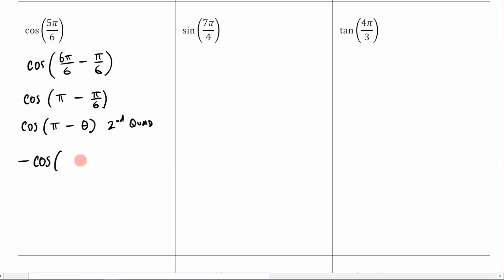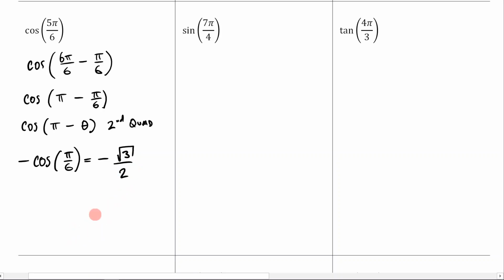So instead of theta, let's just write pi on 6 in there. And now we know that our answer is going to be negative because we've got this negative here. And now we have to figure out what cos pi on 6 is going to be. Hopefully you can just immediately go, hey, that's going to be the square root of 3 on 2. But if you're struggling, remember, rely on those special triangles.